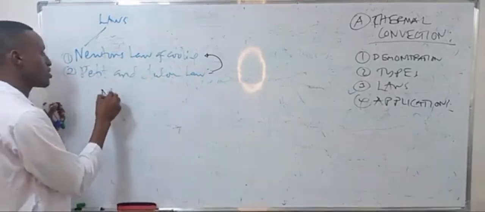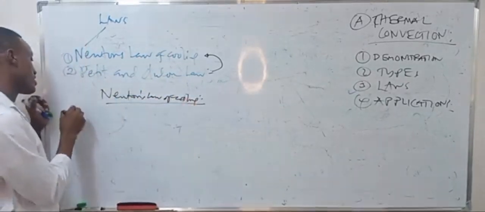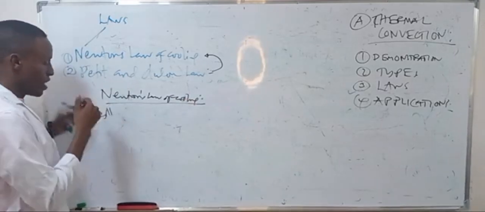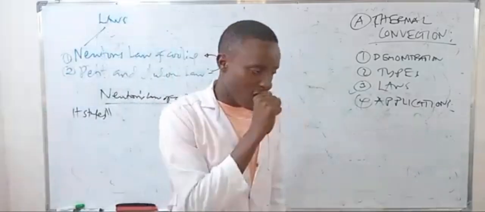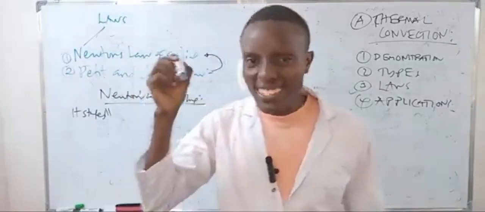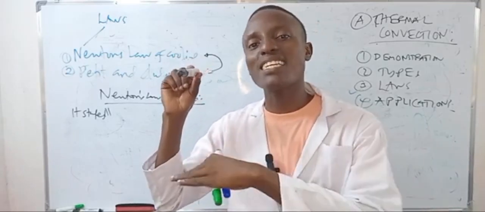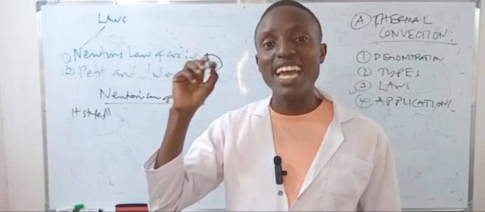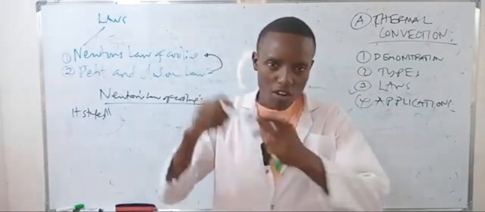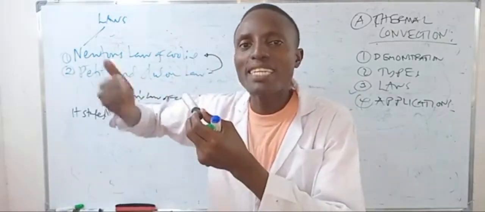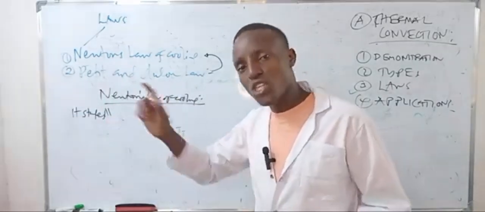Newton's law of cooling states that the rate of cooling of a body is in proportion to its excess temperature from the surrounding. If this object is 100 degrees centigrade and the environment is 25, the excess temperature is the temperature that has exceeded that of the environment. So the excess temperature will be 75. And so the rate of cooling of this object depends on how much it has exceeded the environment temperature. That's why the rate of cooling is proportional to its excess temperature over the surrounding.